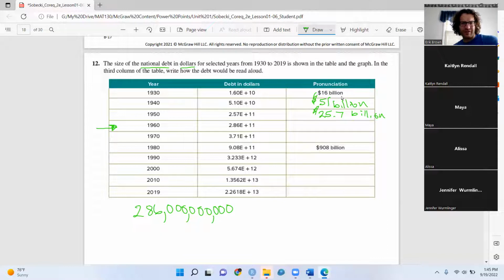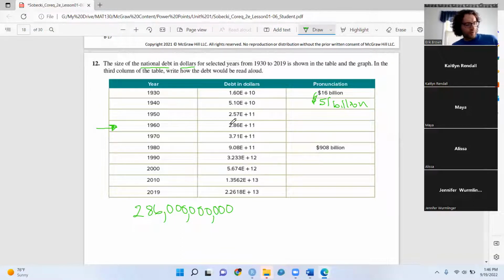Let's check this one. Yeah. So Jennifer, I screwed up. My answer here is wrong, which if you were following that pattern, you would feel like you were getting it right, but because I did it wrong, I was wrong. Mike is right. It's 286 billion.